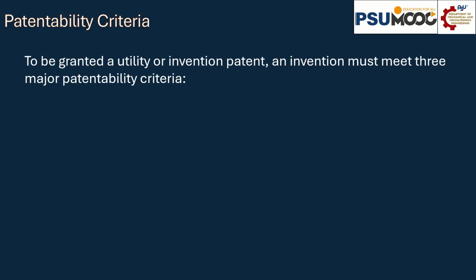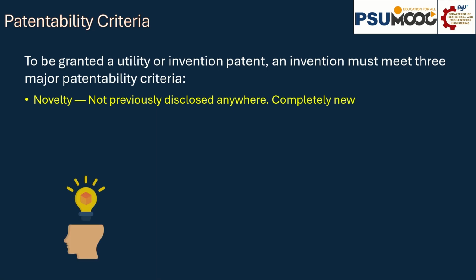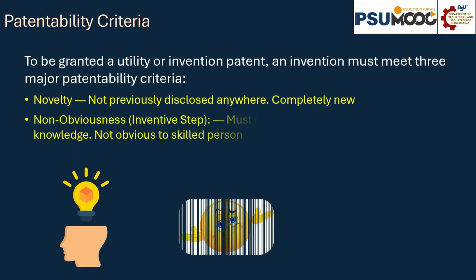Not every idea can receive patent protection. For an invention patent to be granted, 3 criteria must be satisfied. First is novelty. The invention must be completely new and not previously disclosed anywhere in the world.